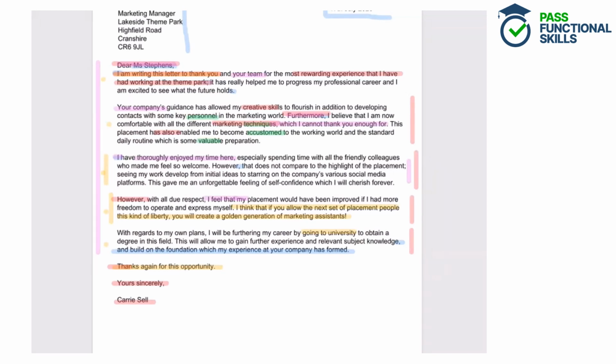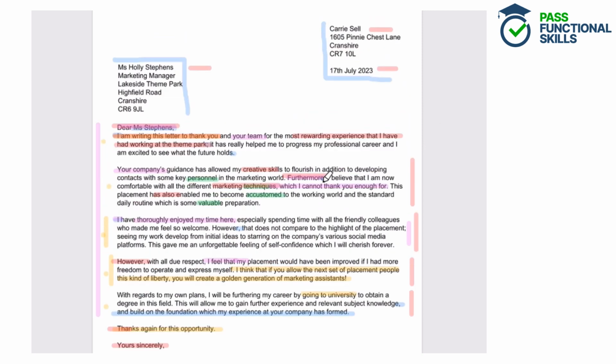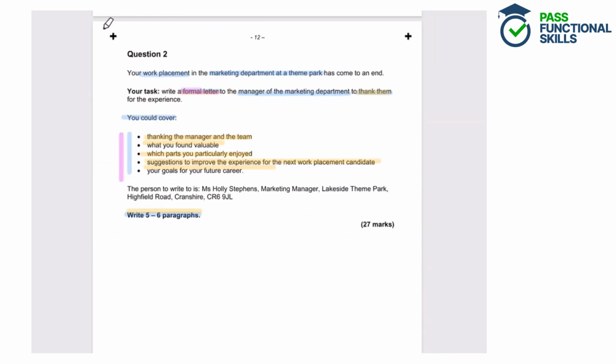So overall, what can we take away from this answer? Well, we know that it's a very, very good answer because it has addressed all of the criteria that we've just talked about. We've effectively answered the question. That's probably the main thing. We've focused on the work placement. We know that it's focused on the marketing department at a theme park, and they've definitely addressed that in the question. The letter is particularly formal, using formal language, and is suitable for the manager of the marketing department.